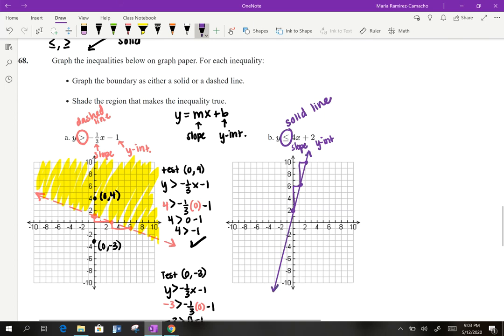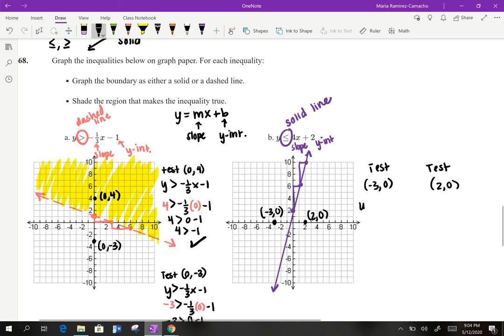Now, just like before, test a point on either side of the line to see which direction you're going to shade in. So let's test (negative 3, 0), and then let's test (2, 0). And whichever point makes the inequality true determines the direction in which you're going to shade.